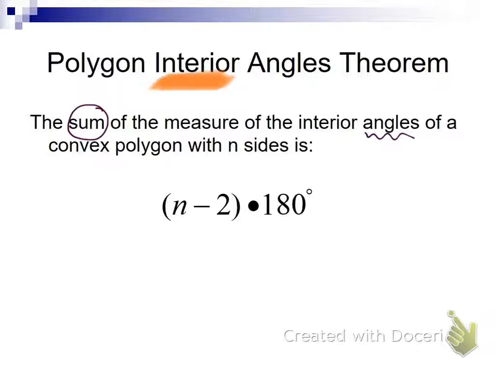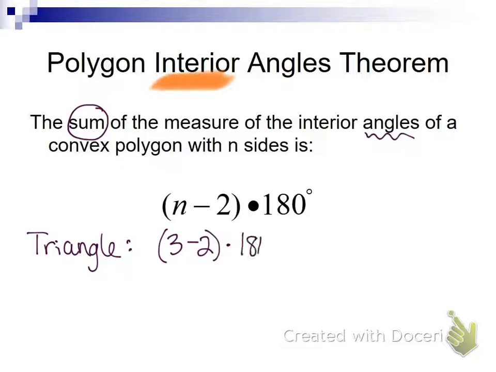For example, if we were to talk about a triangle, how many sides does a triangle have? 3. So for n, we would put a 3. We would have to do our order of operations. 3 minus 2 would be 1. 1 times 180 is 180. But you already knew that, right? You should have already known that all the angles in a triangle should add up to 180.